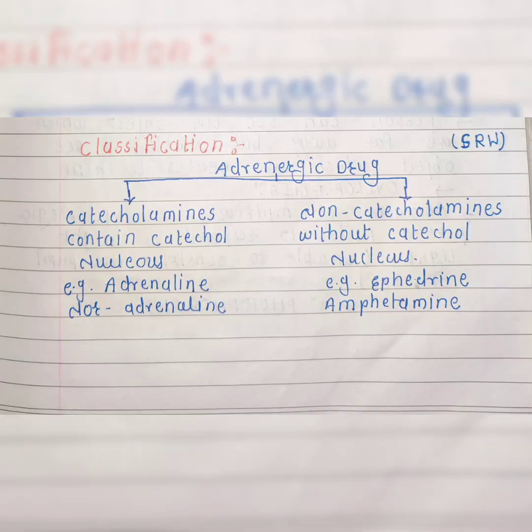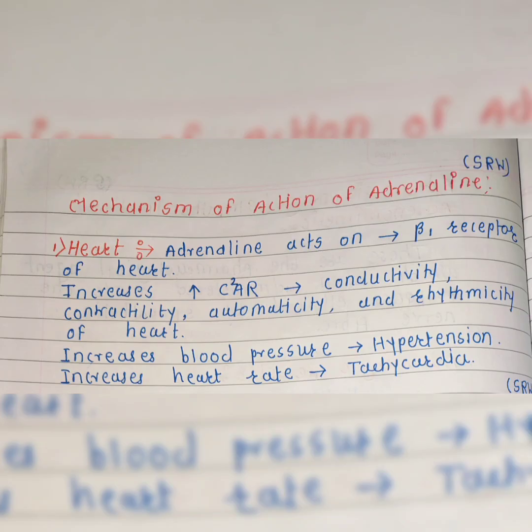Then classification of adrenergic drugs. The adrenergic drugs are classified into two groups. First is catecholamines, which contain catechol nucleus, and non-catecholamines, which do not contain any catechol nucleus. The examples of catecholamines are first adrenaline and second noradrenaline. The examples of non-catecholamines are first ephedrine and second amphetamine.